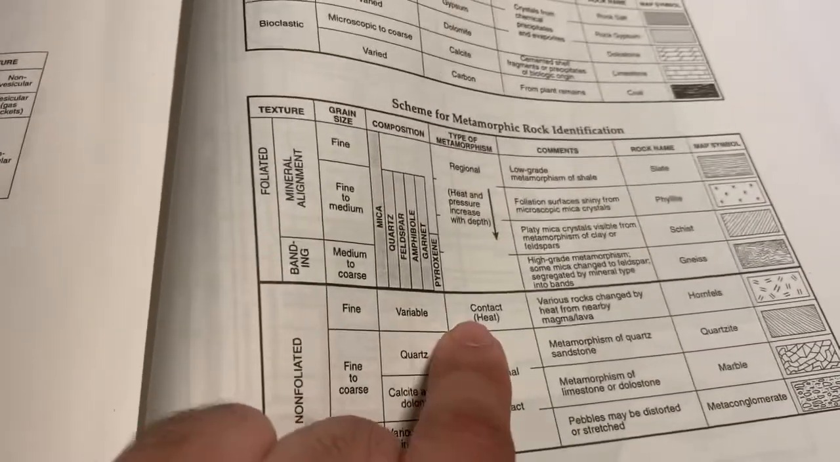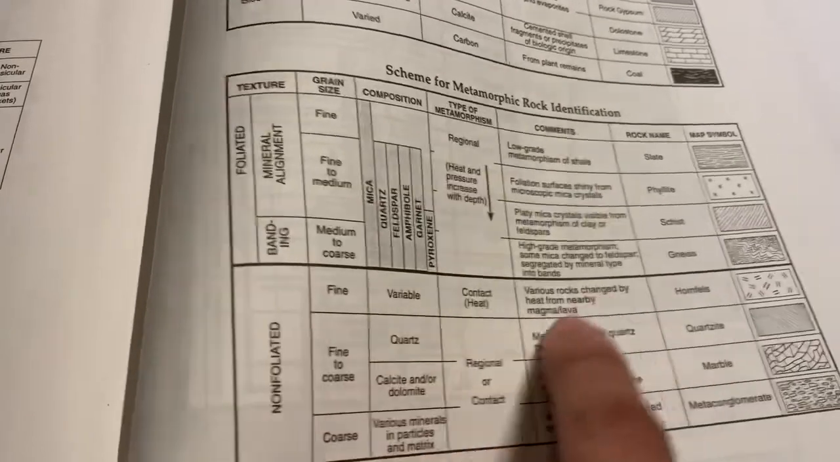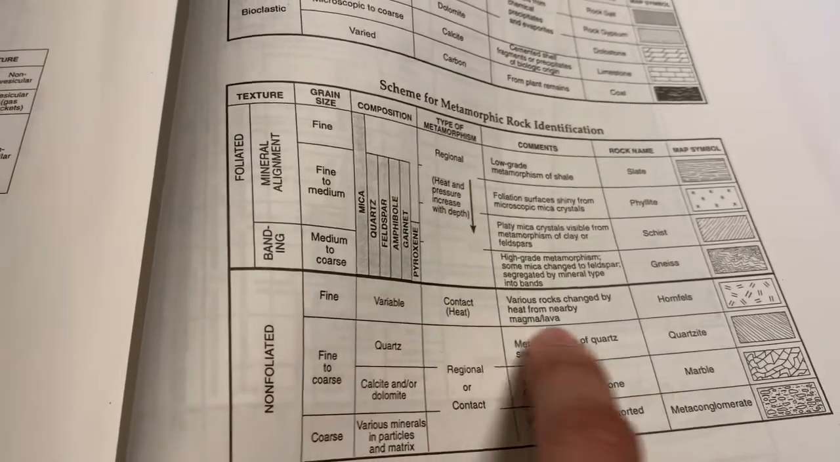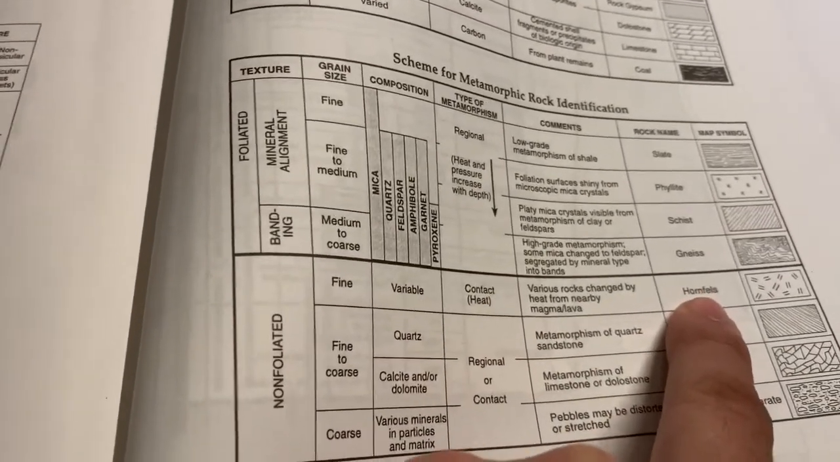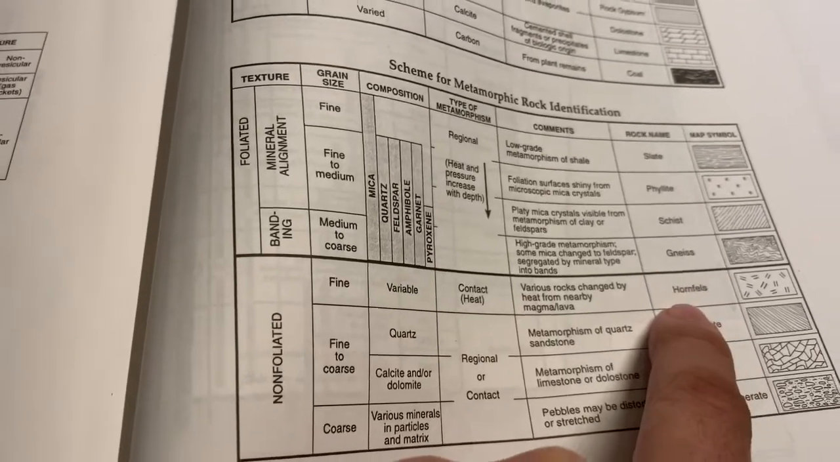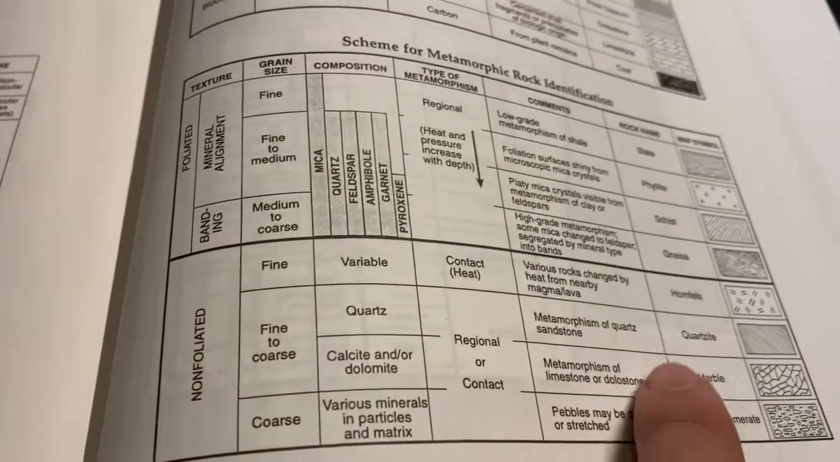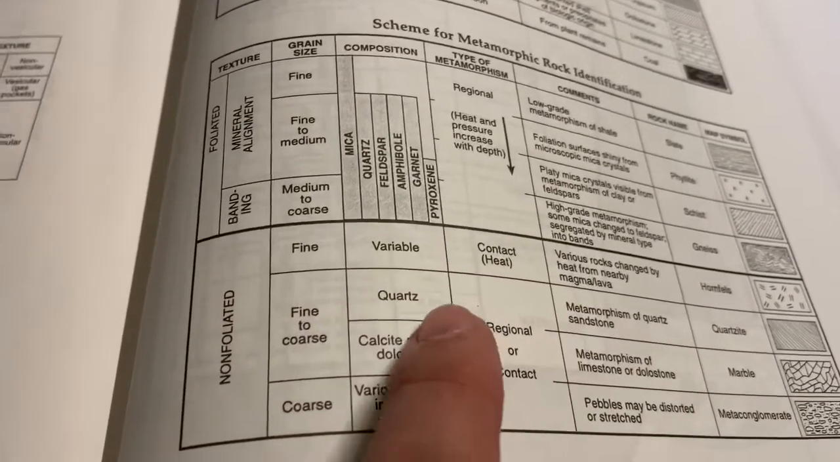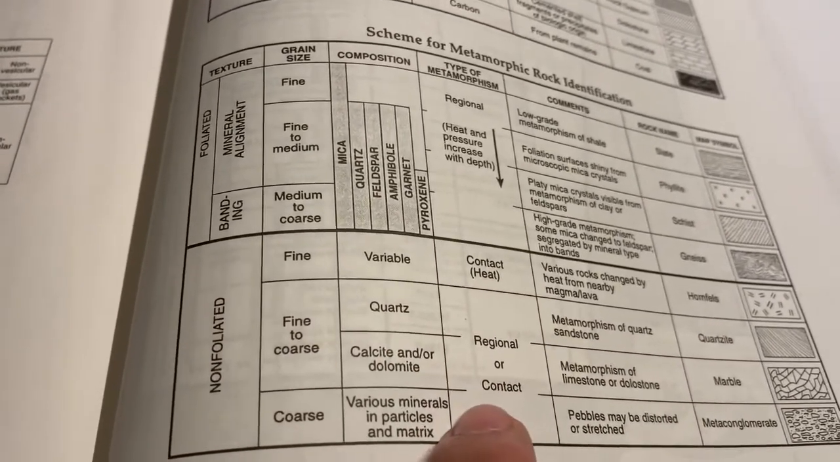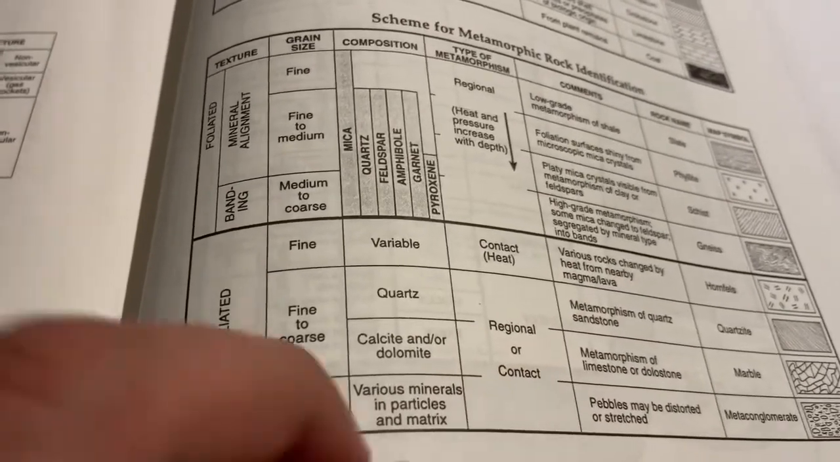This one up here is created by contact metamorphism, heat. This rock is the only metamorphic rock that is only caused by contact metamorphism. The other three non-foliateds can be caused by regional or contact metamorphism. Really important, could show up on a test or a quiz.